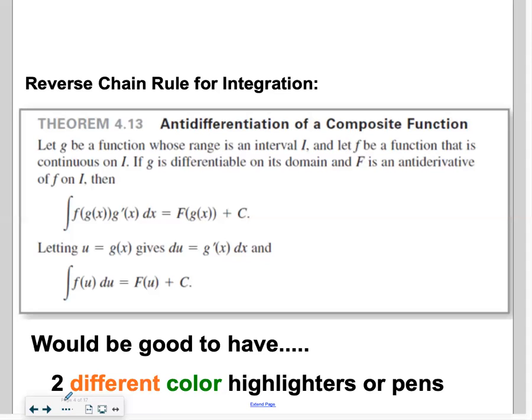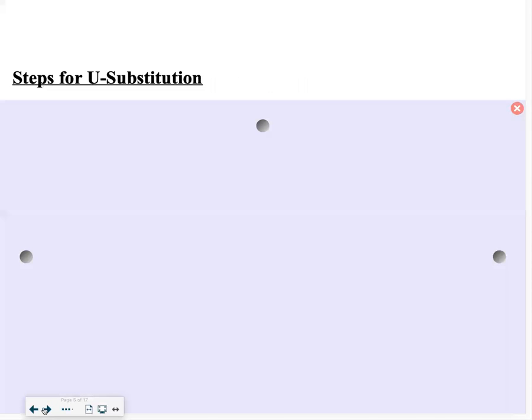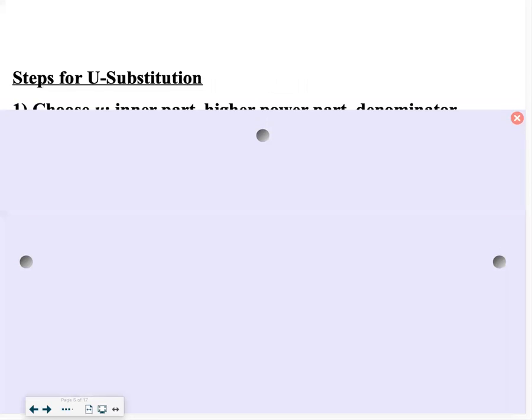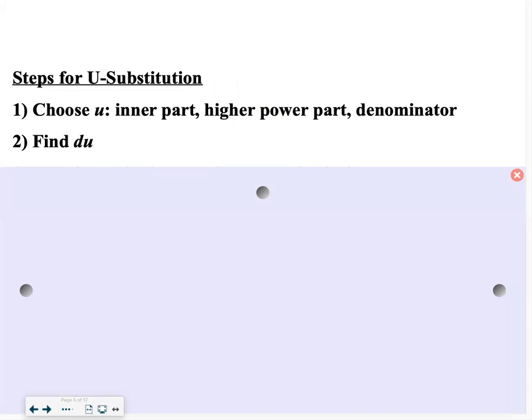I'll try to explain what this means on the next slide when you guys are ready for it. We can break it down into a handful of steps here. So steps for U-substitution. Choose what U is, which is always going to be the inner part, the higher power part, the denominator, whatever's under the root, like the inside function. Whatever's in parentheses or under the root is what you're going to label U. Du is just the derivative of U.